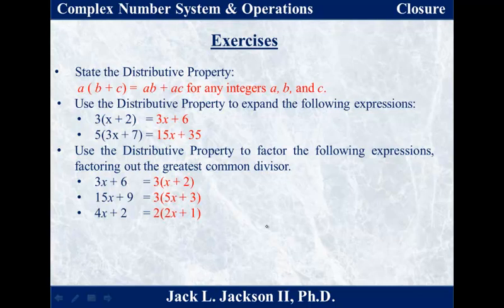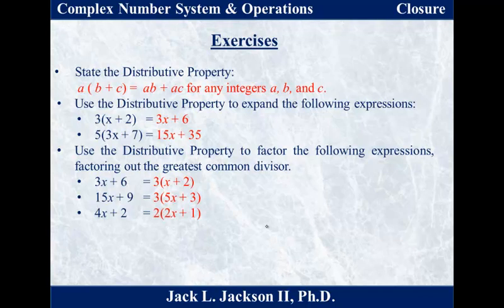Okay, so the distributive property says A times parentheses B plus C, close parentheses, equals A times B plus A times C. Right now we've done it for any integers A, B, and C, but it's actually true for any complex numbers A, B, and C. We use the distributive property here to expand the following expressions. 3 times parentheses x plus 2 is 3 times x plus 3 times 2, so that's 3x plus 6. 5 times 3x plus 7 is 5 times 3x, which is 15x, plus 5 times 7, which is 35.